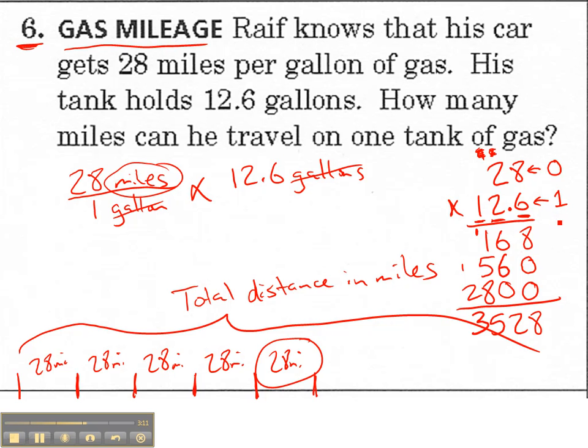And remember the rule we learned in class. To find the number of decimal places in our product, we find the sum of the number of decimal places in our factors. So 0 plus 1 is 1. So we should have 1 decimal place in our product. And so put 1 decimal place in the product. And there's the answer in miles. 352.8 miles.